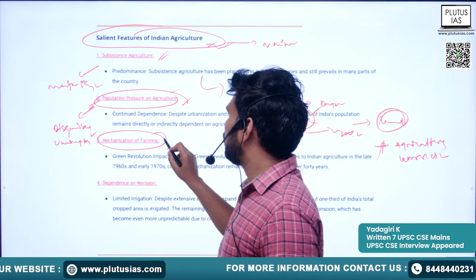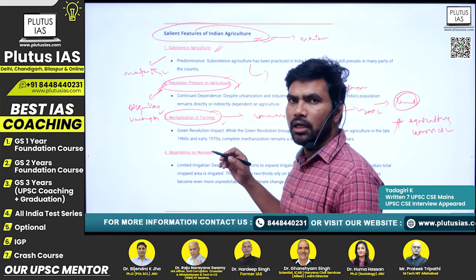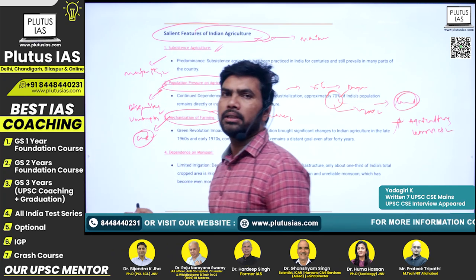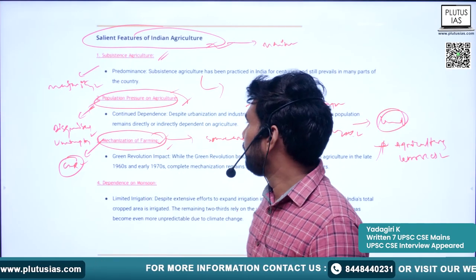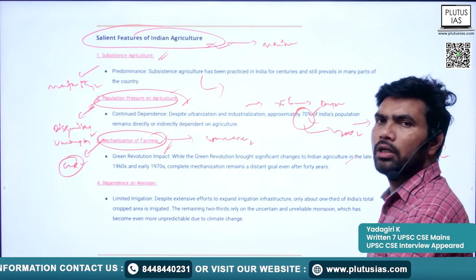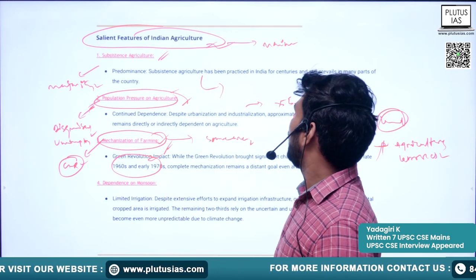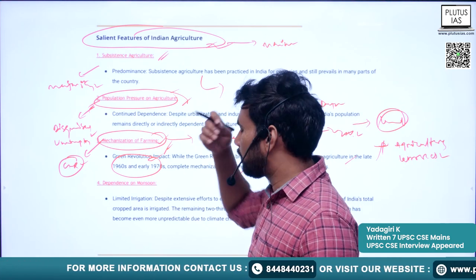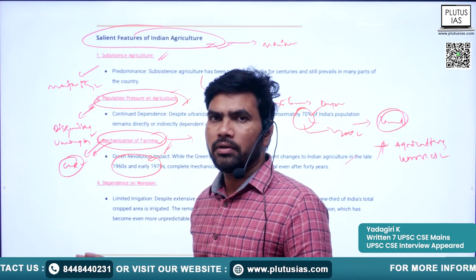Next is mechanization of farming. In some areas mechanization has taken place, especially in the green revolution areas. In areas like Punjab and Haryana, even in the western Uttar Pradesh part, mechanization has been made possible, right? So the green revolution impact has brought significant changes in Indian agriculture in the late 1960s and early 1970s. Complete mechanization remains a distant goal even after 40 to 50 years. Some parts have seen the mechanization of agriculture.